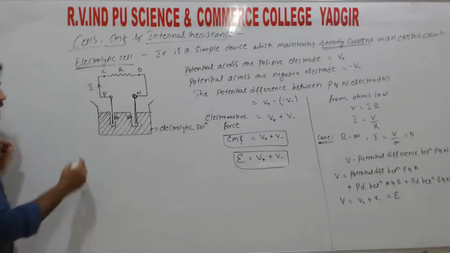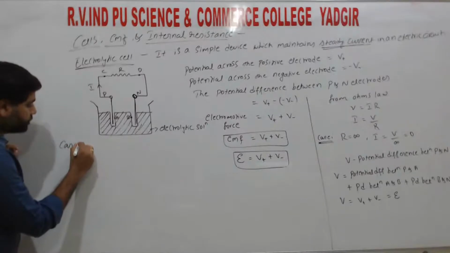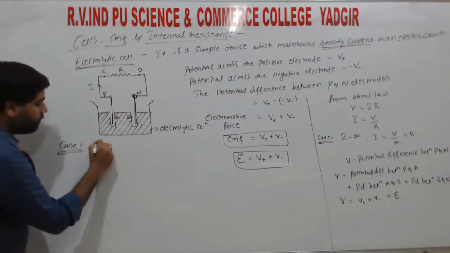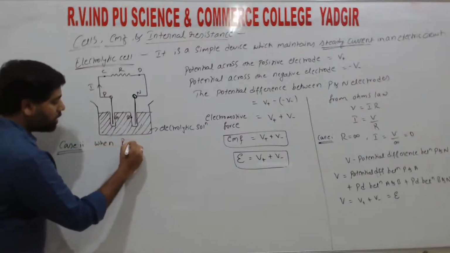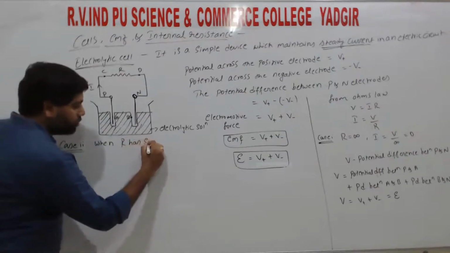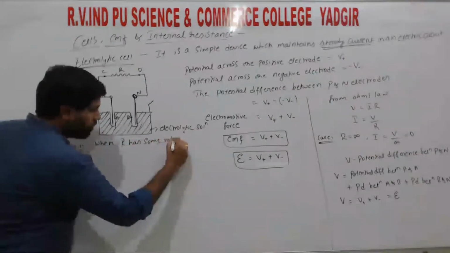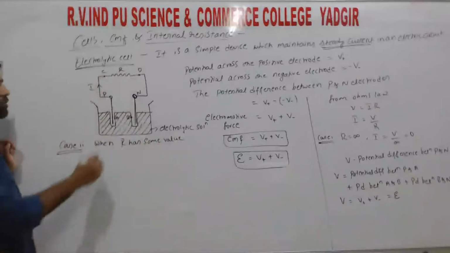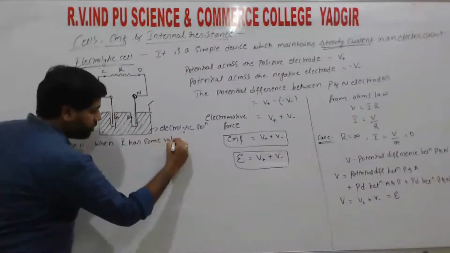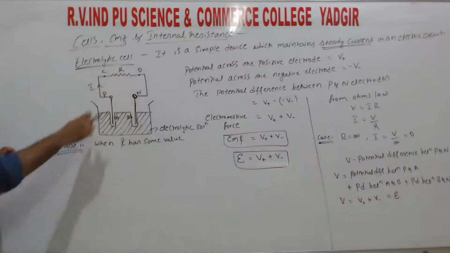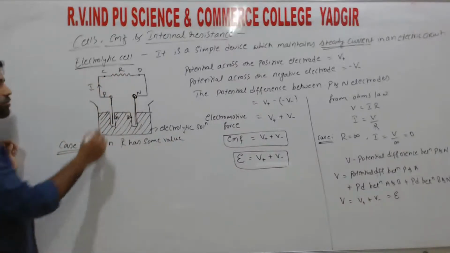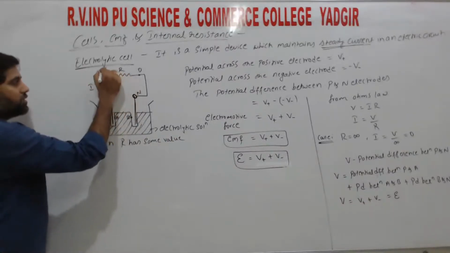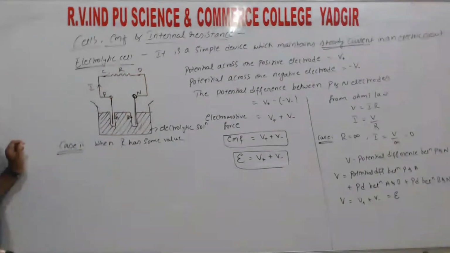So next, in the second case, when R has some finite value, we have the resistance R, right? So the current flowing across this resistance is from C to D, right?